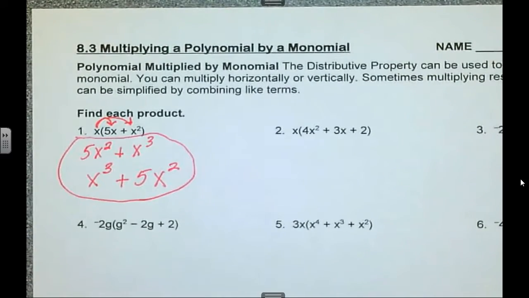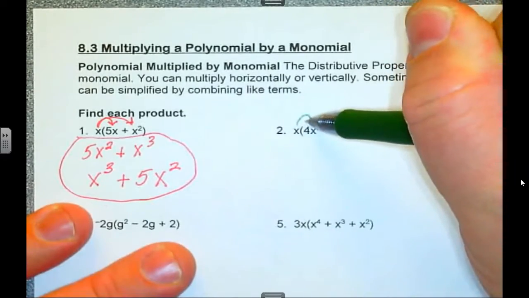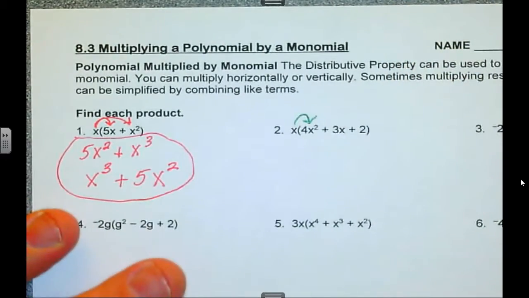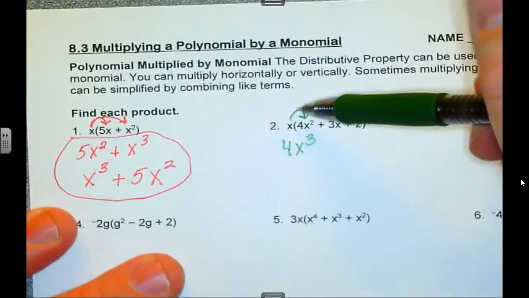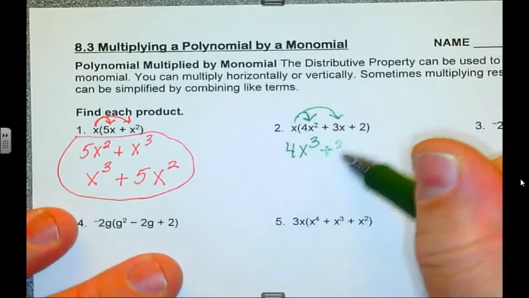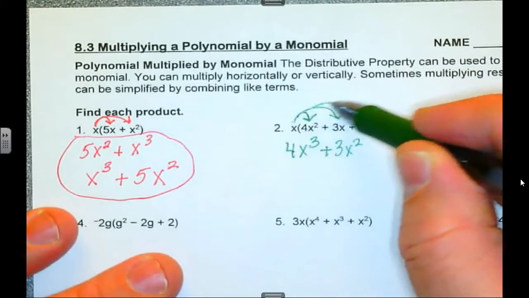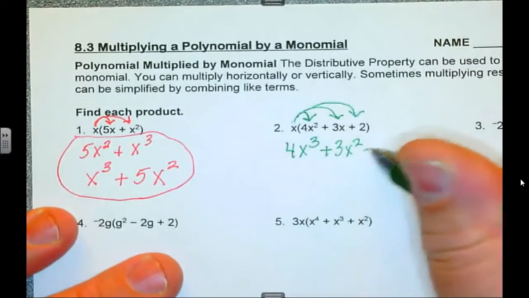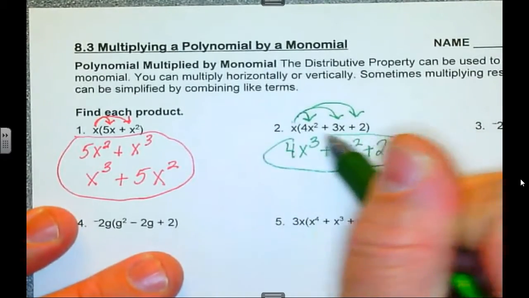Okay, what about number 2? x times 4x squared. Good. 4x cubed. x times 3x. 3x squared. Positive x times positive 2. 2x. And that's actually in standard form.